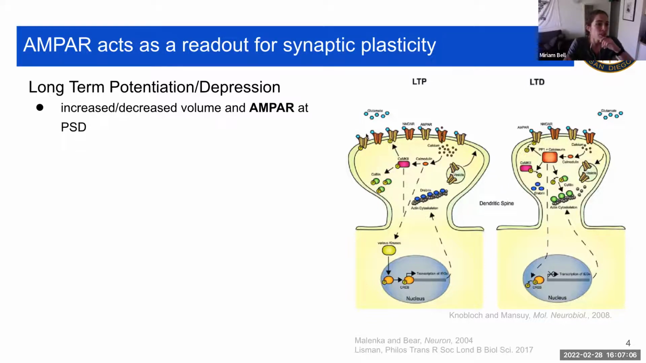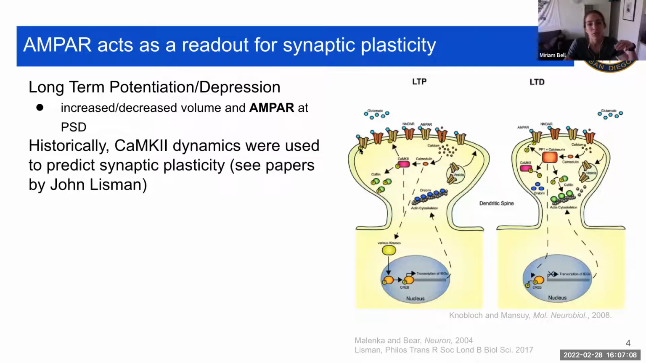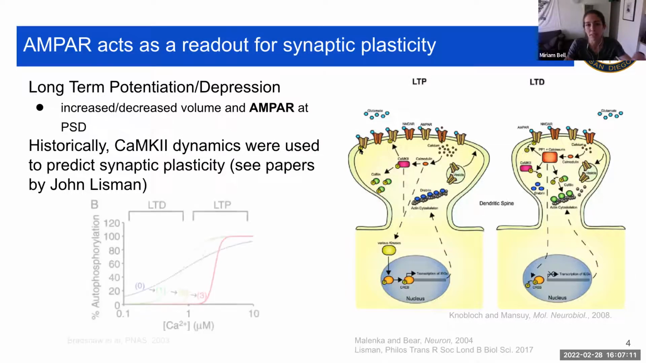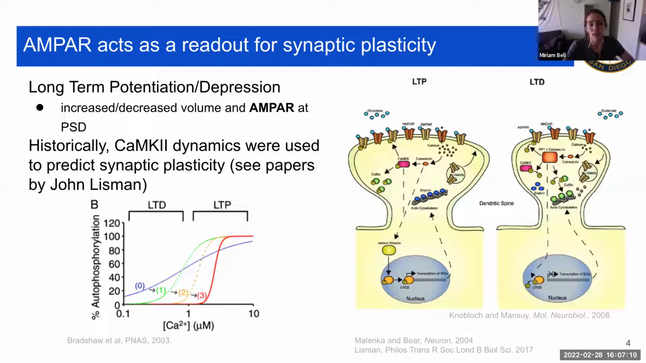So previously, it was thought that synaptic plasticity could be correlated to upstream signaling dynamics, such as that of calcium, or in particular, CAMK2. And much of our understanding of this correlation comes from really beautiful modeling papers done by people such as John Lisman. However, more recently, experimental evidence has presented a potentially more complex picture of this relationship. CAMK2 is an abundant protein in neurons, and we do know that its dynamics are associated with synaptic plasticity, but we're not entirely sure how.